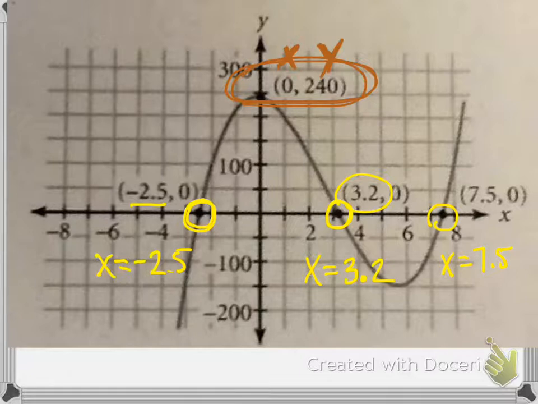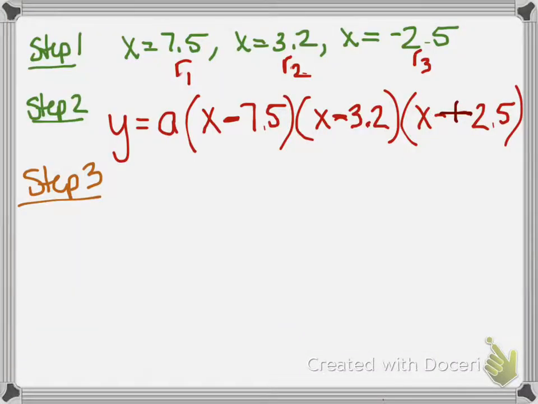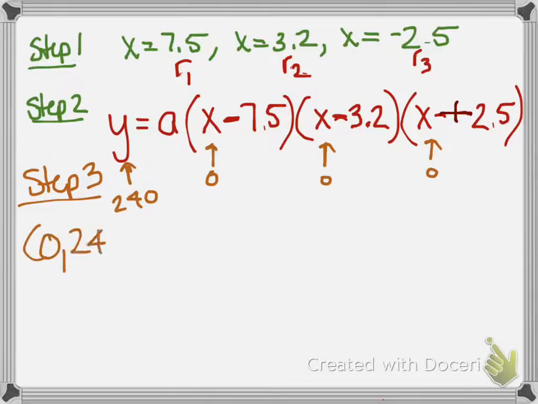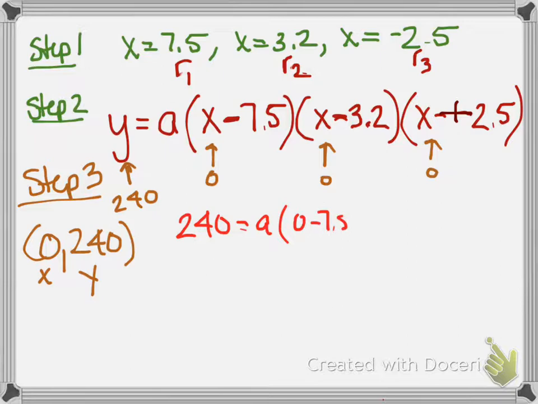So let me go back here. So x is going to be 0. So everywhere I see an x, I'm going to put zeros for step 3. And y is 240 because the point I'm using is 0, 240. So my equation then is going to read, not y equals, silly, 240 equals a times 0 minus 7.5 times 0 minus 3.2 times 0 plus 2.5.